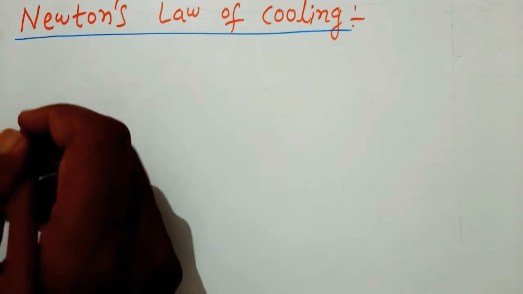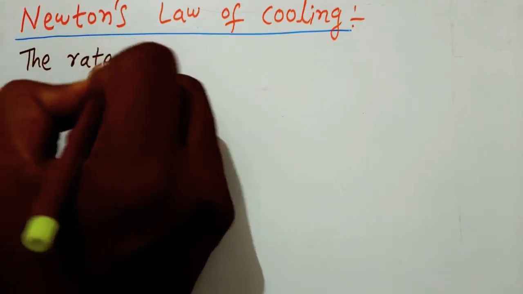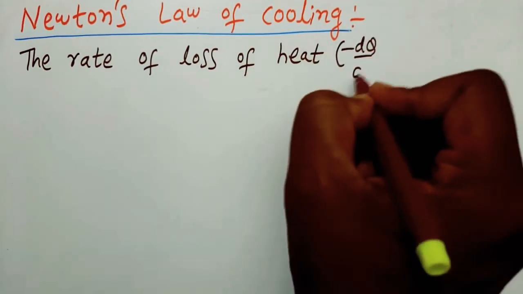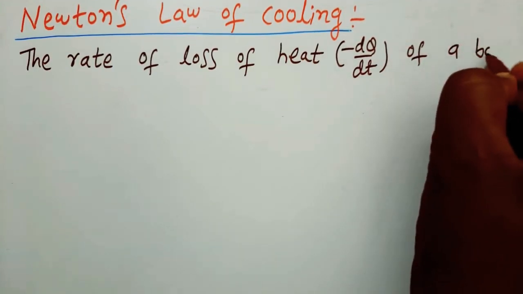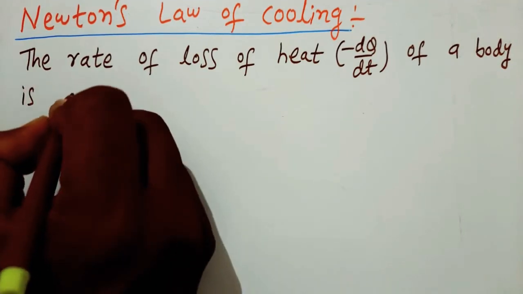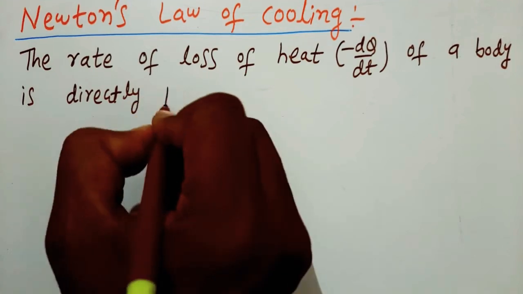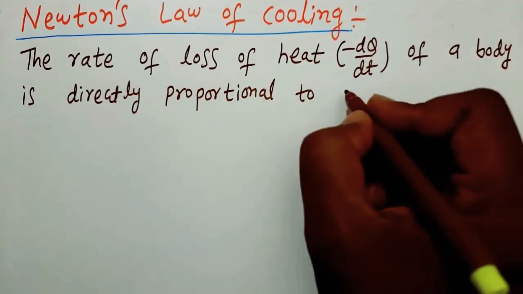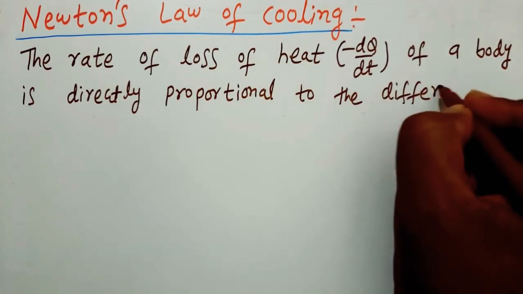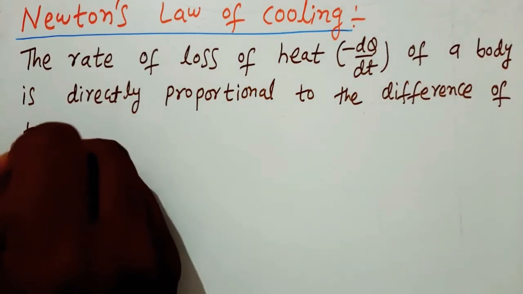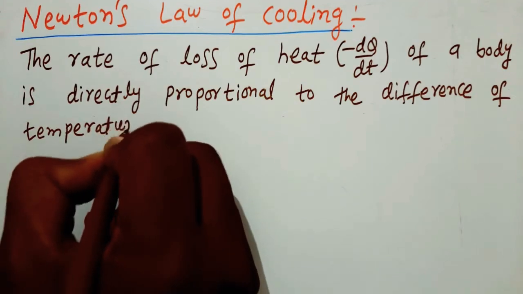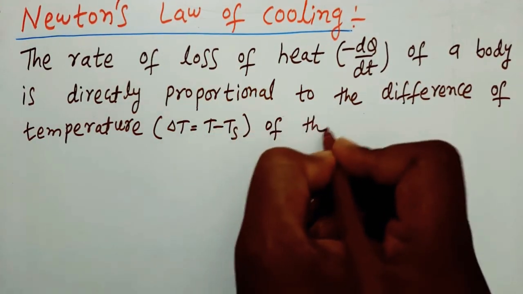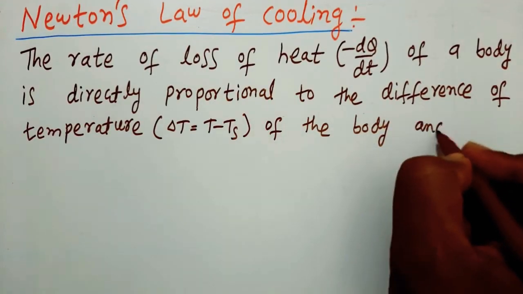The statement is: the rate of loss of heat, that is minus dQ by dt, of a body is directly proportional to the difference of temperature, that is delta T equals T minus Ts, of the body and the surroundings.